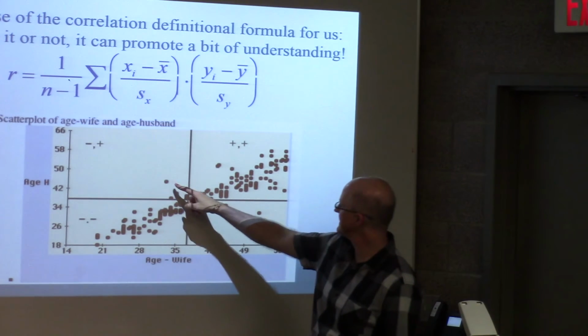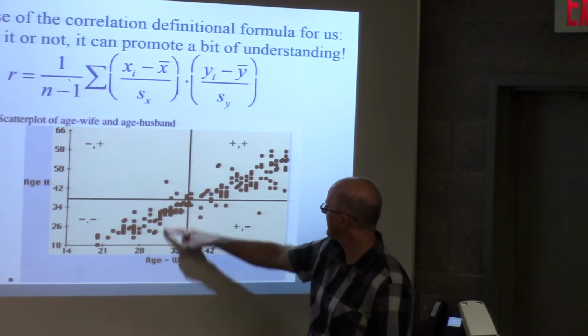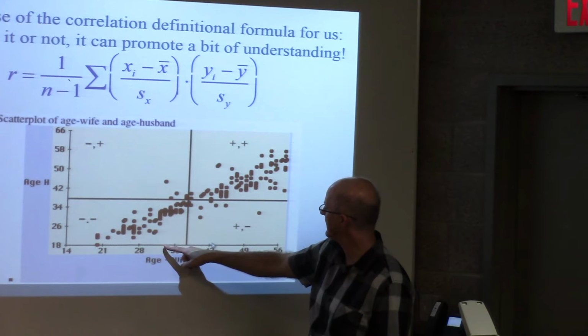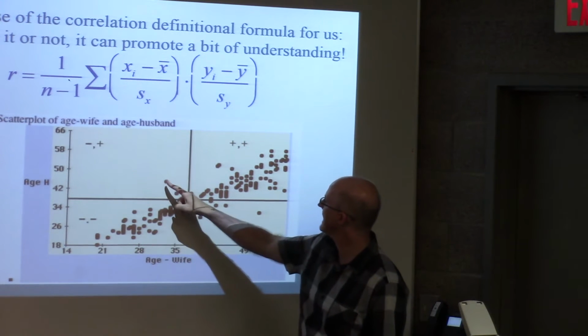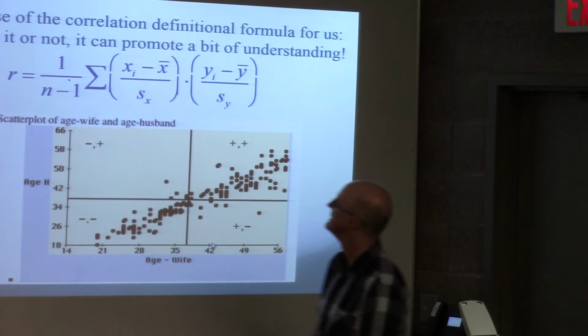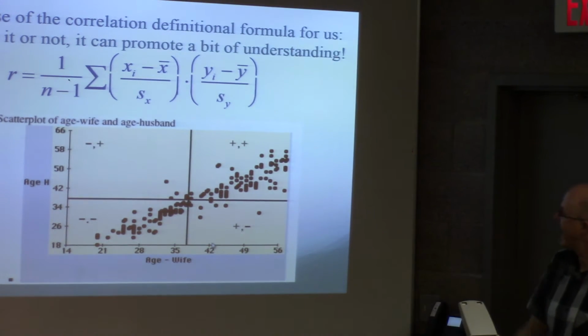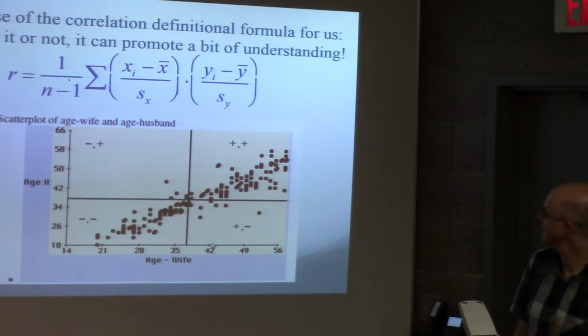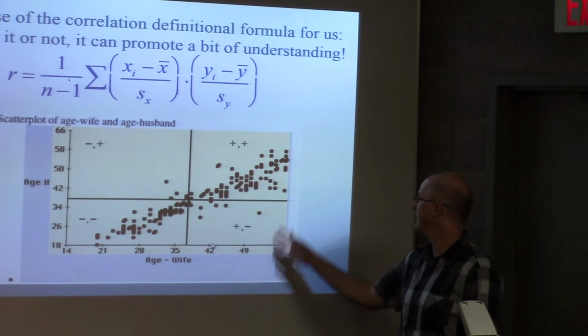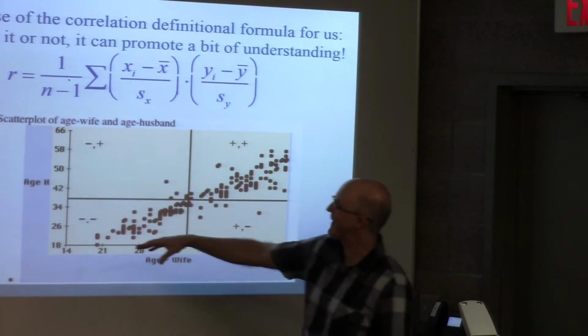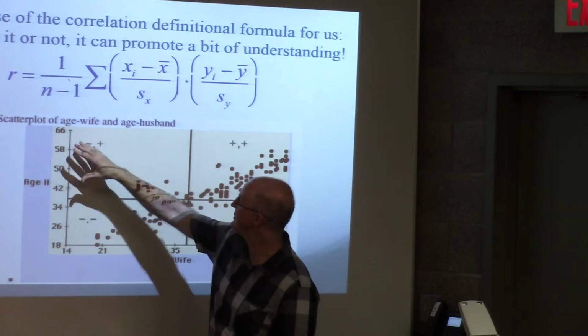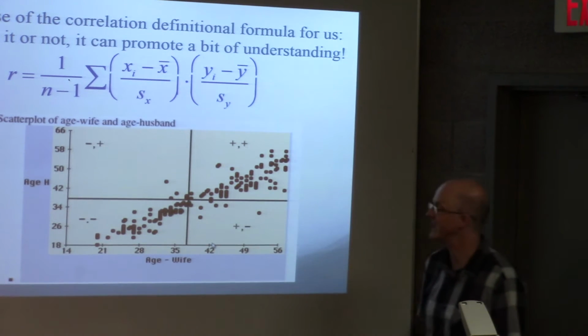On the flip side, here's an example where the wife was younger than the husband. The wife was about 33 or something, and the husband was about 45. Okay? And there's an upward trend, as you would expect. Wives that are above average in age tend to be married at any given moment in time to husbands that are above average in age, and vice versa.